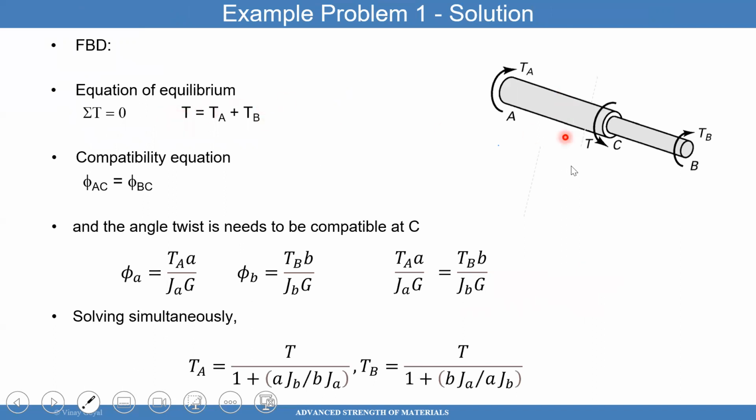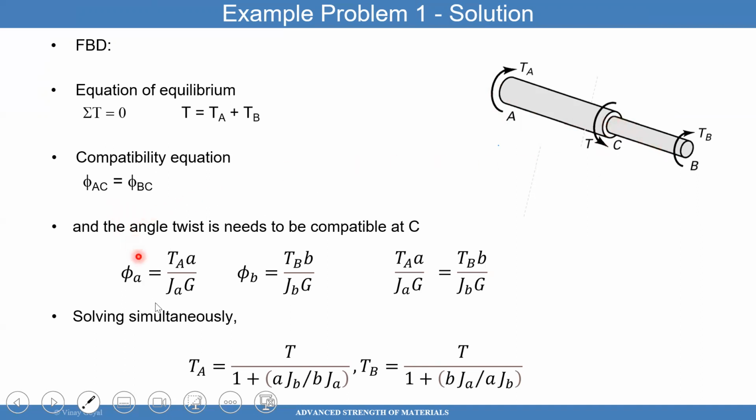So torque has to be equal, this torque here that I apply has to be equal to the torque A plus torque B. That has to be true by equilibrium. By compatibility, you need to have the angle of twist at this particular point to be the same, coming from this side and coming from this side. There's just no other way. The phi has to be the same, otherwise the thing is broken. So the phis have to be compatible at this point.